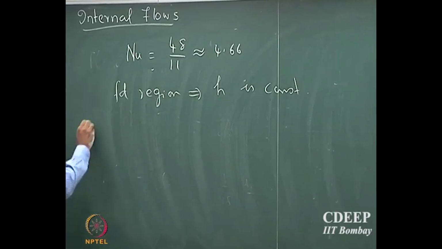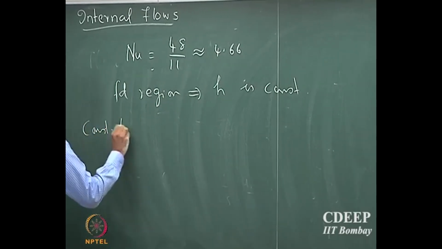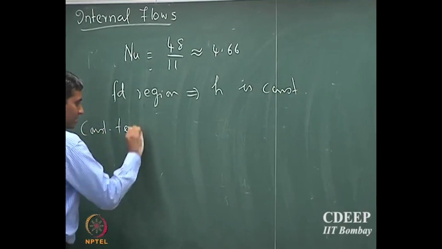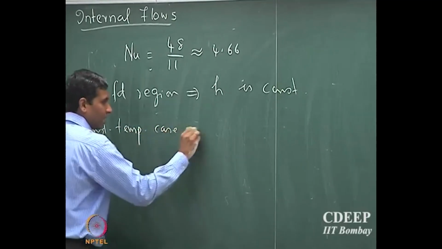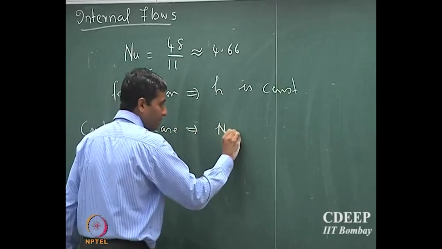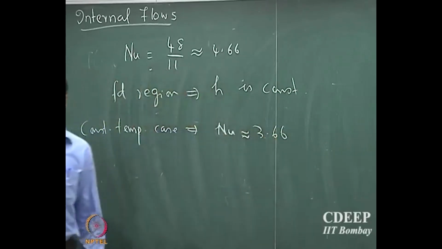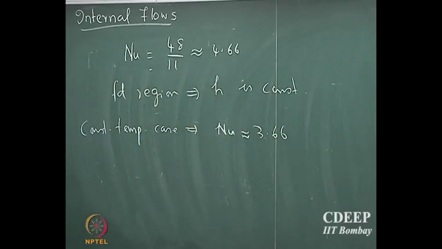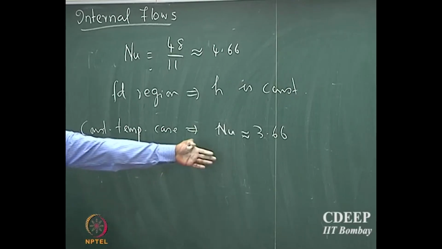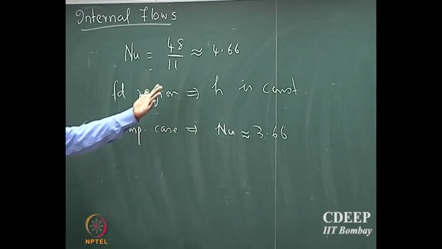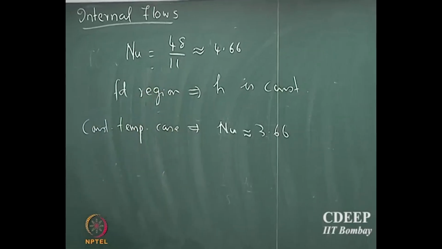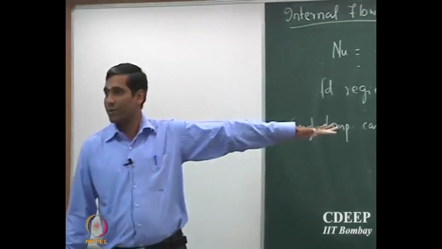Similarly, one could do the same exercise for the constant temperature case, and one would find that the Nusselt number will be about 3.66. You solve the equation, put in all the characteristics of the local temperature gradient, and you find that the Nusselt number is about 3.66. So it's consistent with the properties and characteristics that we observed without solving the equation.